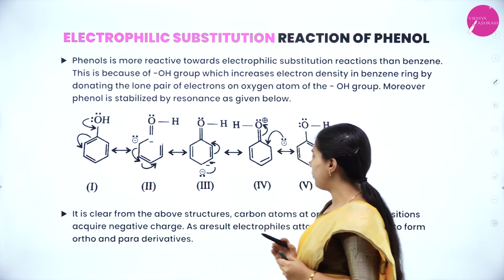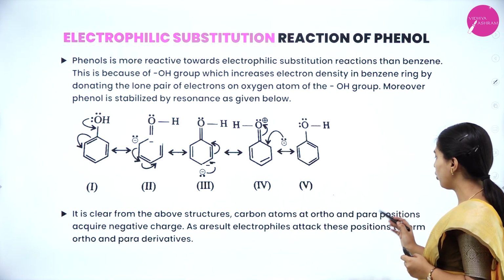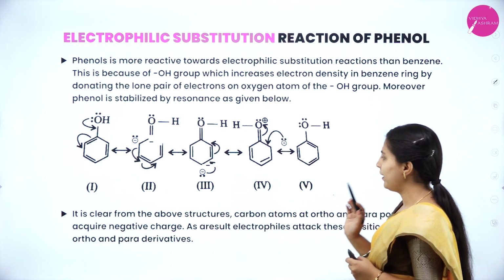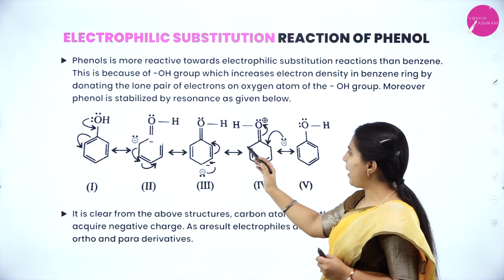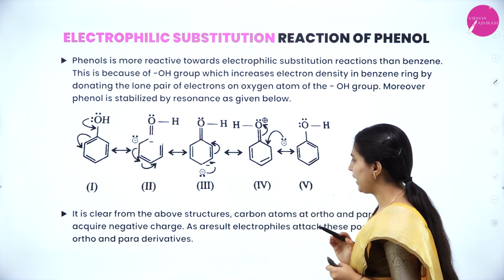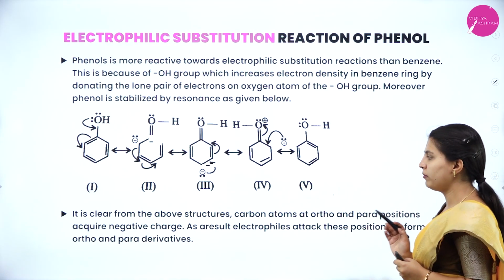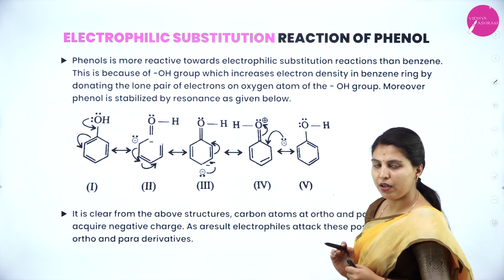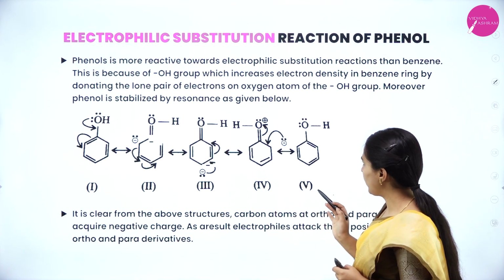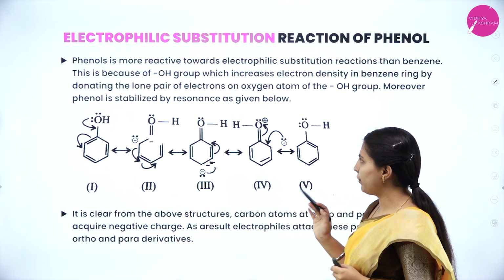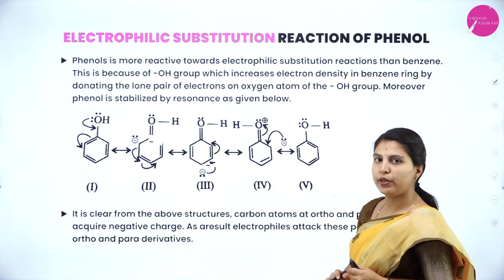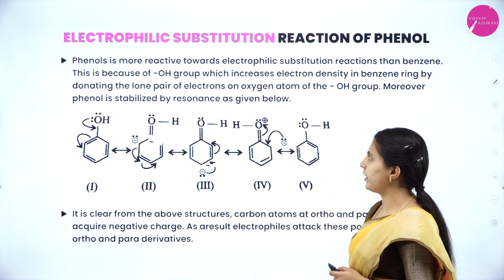It is clear from the above structures that carbon atoms at ortho and para positions acquire negative charge. Ortho and para positions will acquire more negative charge. As a result, electrophiles attack these positions to form ortho and para derivatives. That's why it will attack at those positions only and form ortho and para derivatives.